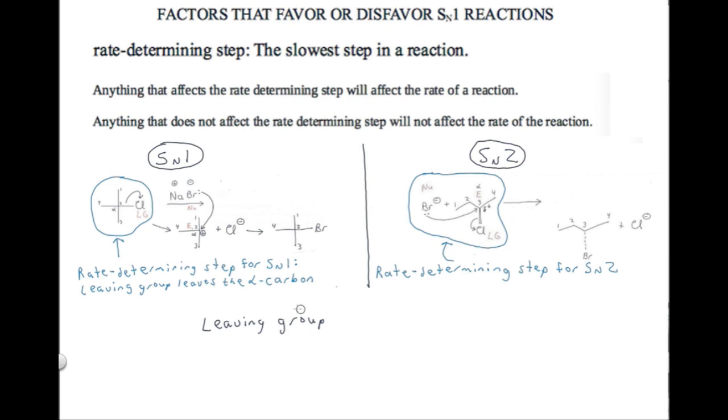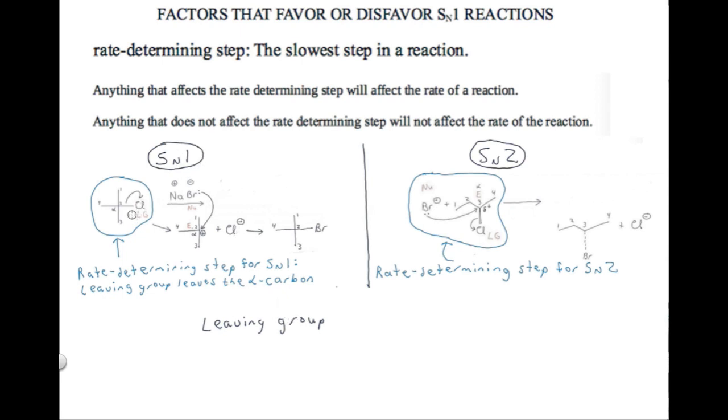Let's start by thinking about the effect of leaving group quality on SN1. Do you think that an SN1 reaction requires a good leaving group? Pause the video and determine, does an SN1 reaction require a good leaving group? Well, I hope the way you thought about that was by asking, does the quality of the leaving group affect the rate-determining step? Well, does the leaving group participate in the rate-determining step for an SN1 reaction?